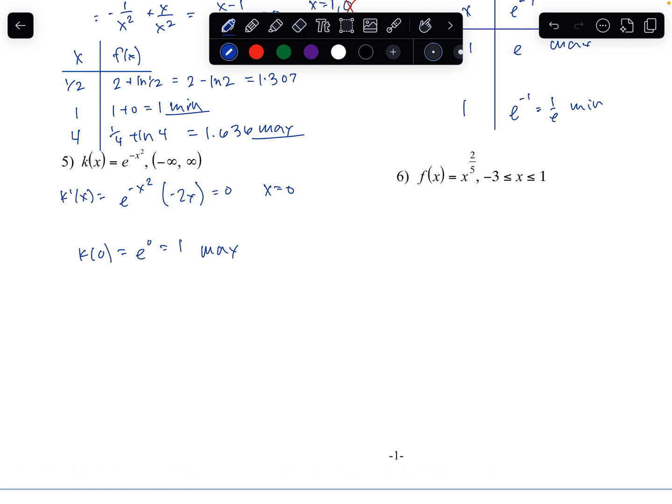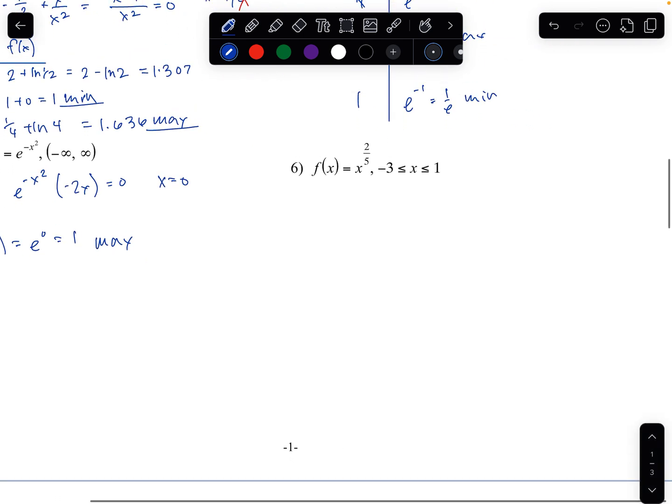Okay. And we can't really say that there's a minimum. It's not on a closed interval, so it's not guaranteed that there's a minimum if it's not closed.